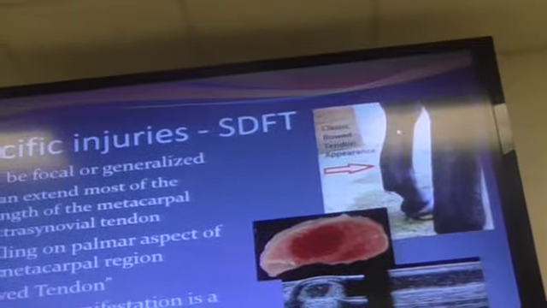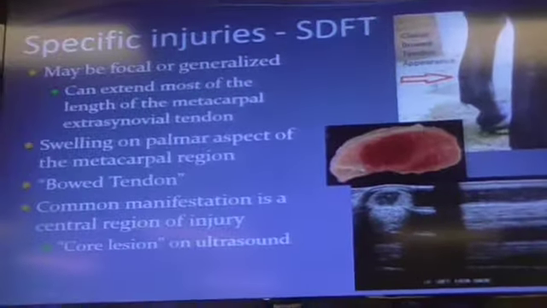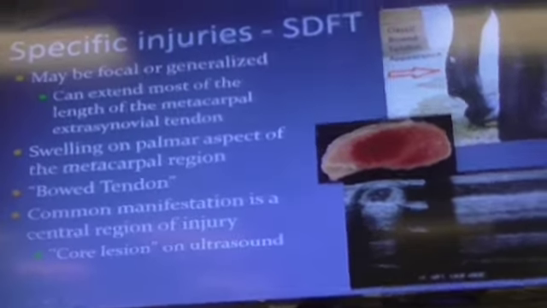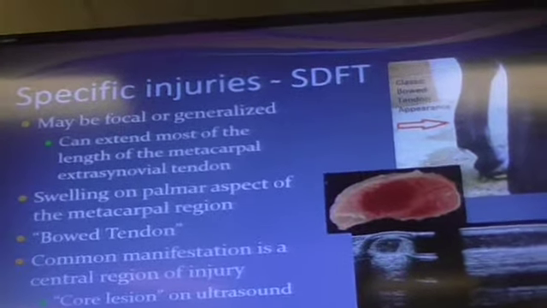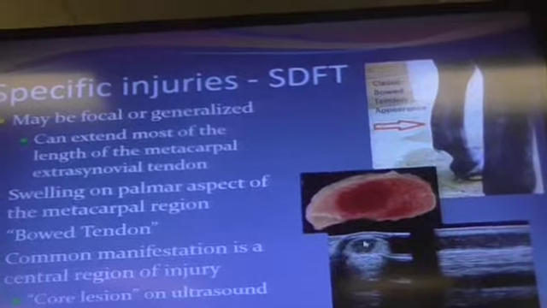Typically the ones we refer to as bowed tendons, which is this right here. So bowed tendon means this curve on the back of the leg. As you can imagine, the superficial is the most superficial one, so that's the one you'll see with this bow. Common core lesion we see here.